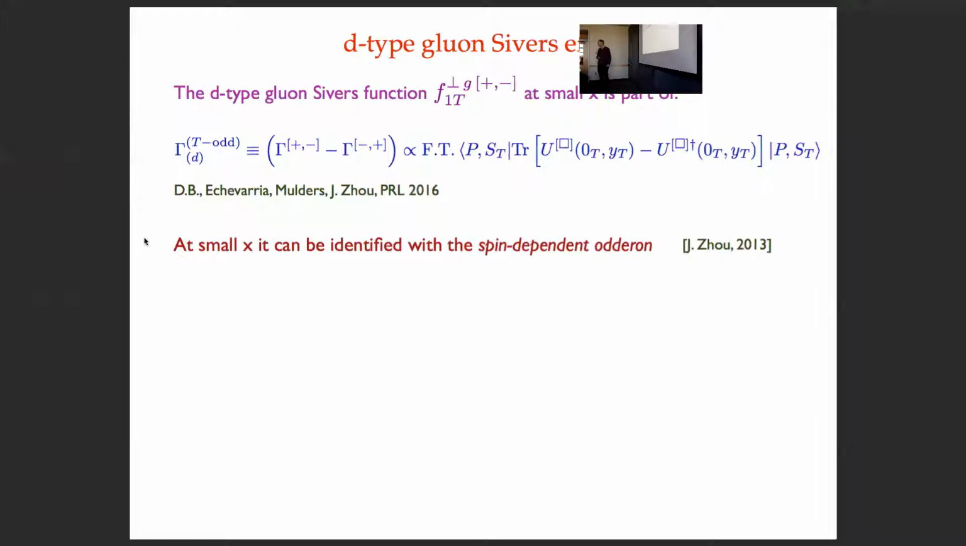So the U box is the dipole? Yes, but including the pieces. And this is the imaginary part of that, and that determines this thing. But it only appears when the proton is transversely polarized. So that's why Jian Zhou called it spin-dependent Odderon.